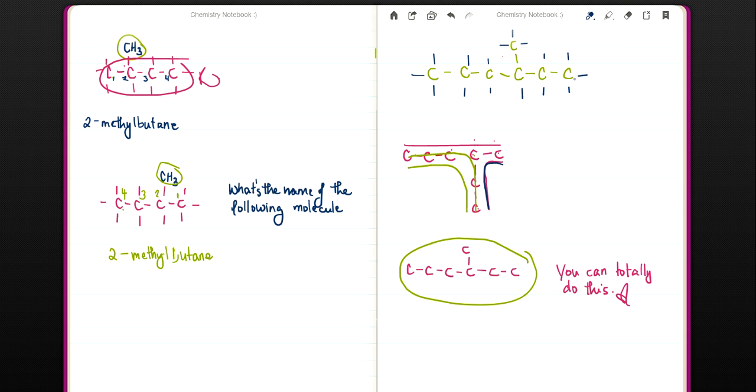And our longest chain is 1, 2, 3, 4, 5, 6. And I count this way because if we count this way, we get this as carbon 4 instead of 3. So it's 1, 2, 3, 4, 5, 6. So this is the third carbon, and this is a methyl group right here. So we have 3-methyl, and what's the name of a 6 carbon chain? Hexane. And that's a wrap.